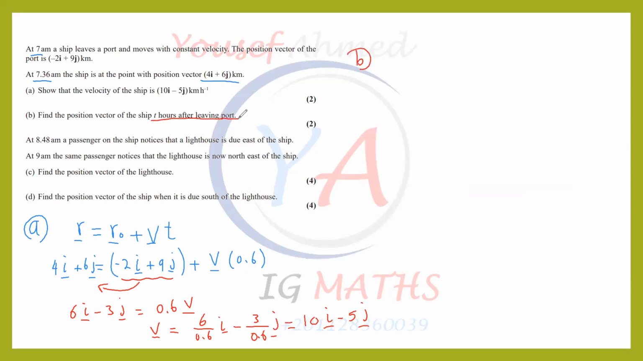So the ship now, R is equal to R node plus Vt. So R node is equal to here, R node is (-2i plus 9j), added to the velocity which we got here, (10i minus 5j) multiplied by the time t, and just keep it as it is. This is the main position vector for the ship.